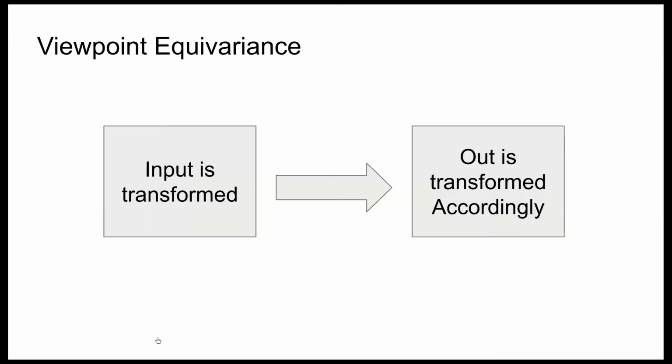In fact, we desire a system that is viewpoint equivariant at all levels. A system is viewpoint equivariant if any viewpoint change in the input results in a similar viewpoint variation in the output. And we want this to happen at all levels.